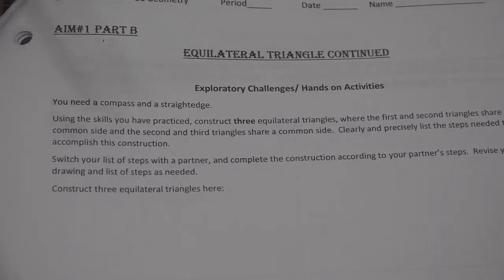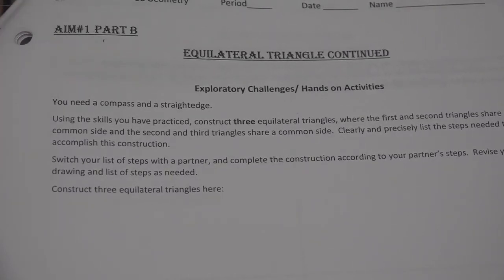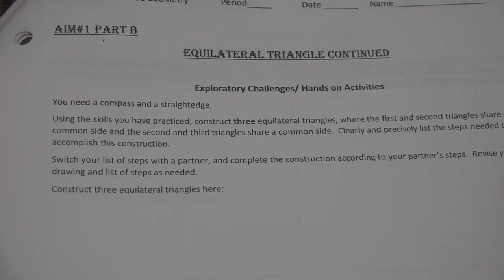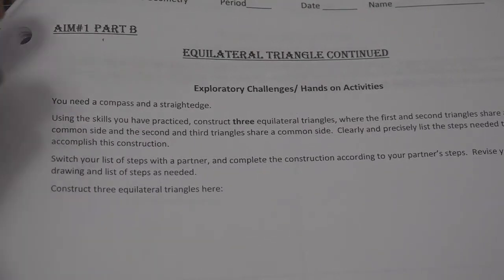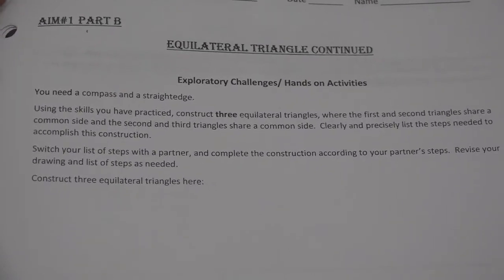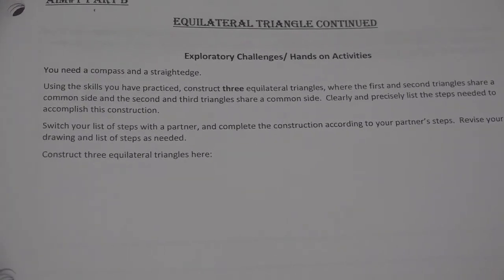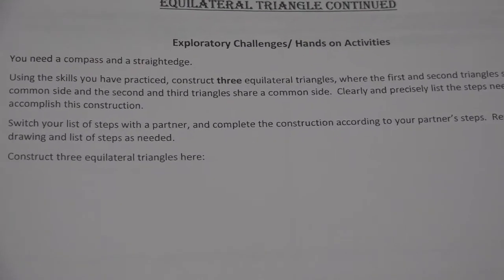Okay, welcome to another lesson on how do we pass Common Core Geometry, right? So this one is basically lesson number one, but this is part B, or you can call it lesson number two, it doesn't matter. Here we're still talking about the equilateral triangle. In the last lesson, we learned how to construct an equilateral triangle, so right now we should be familiar with this. All right, so let us read what it says.